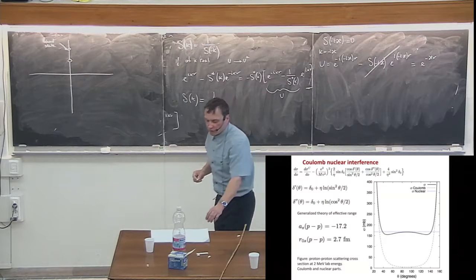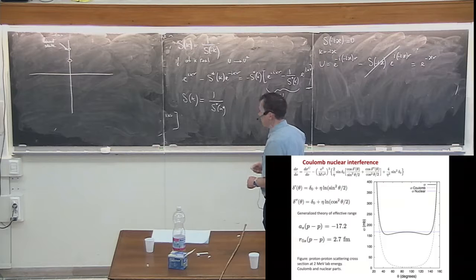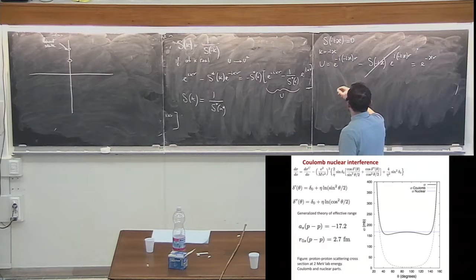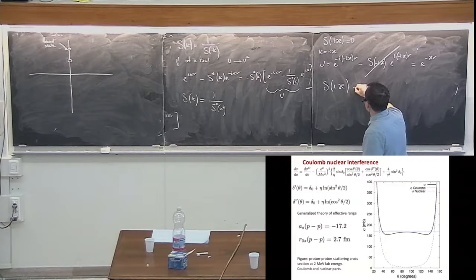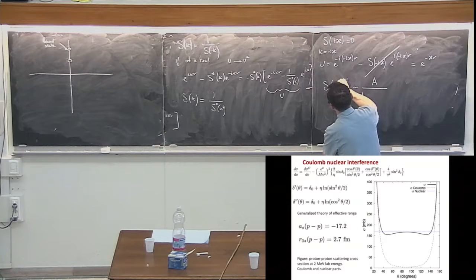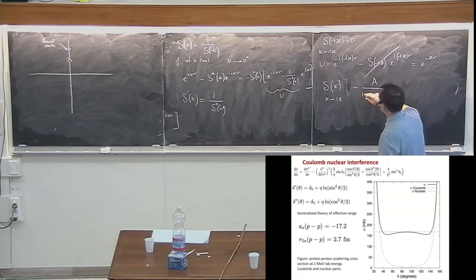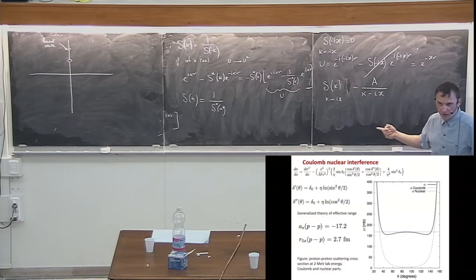Furthermore, through the residue theorem, my S at this complex point, i kappa, has to have the following form. It has to be some coefficient A over, let me write it, S of k when k is near i kappa, so it is A over k minus i kappa. That way I guarantee the pole that I'm looking at, where A is some constant.